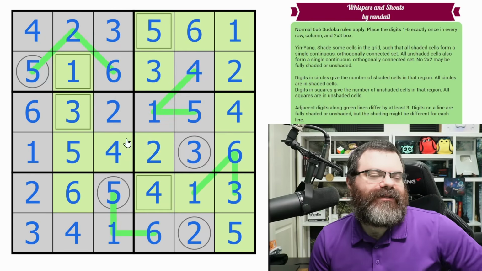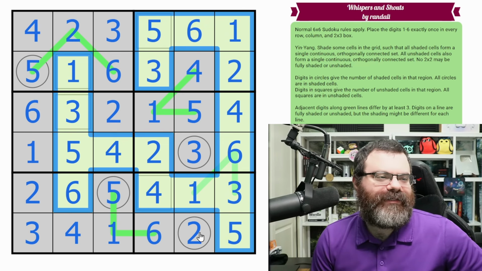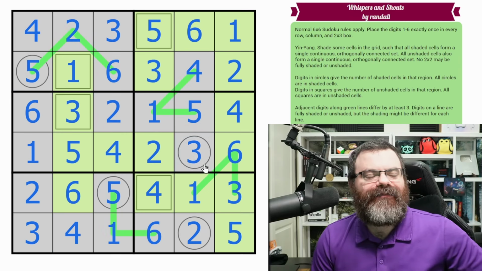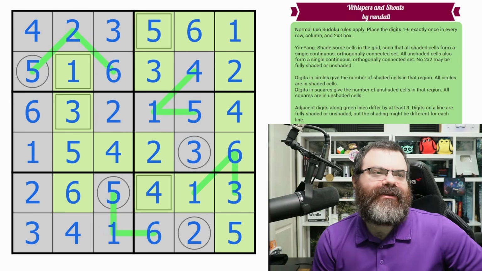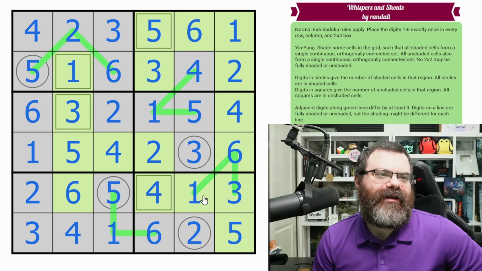Cool puzzle, Randall. Yin Yangs are not easy to set. Trust me, I've set one before, and it was very difficult. If I had to give any advice to anyone trying to set a Yin Yang, start with a valid shading grid and work backwards from there. You're going to run yourself into all sorts of corners.